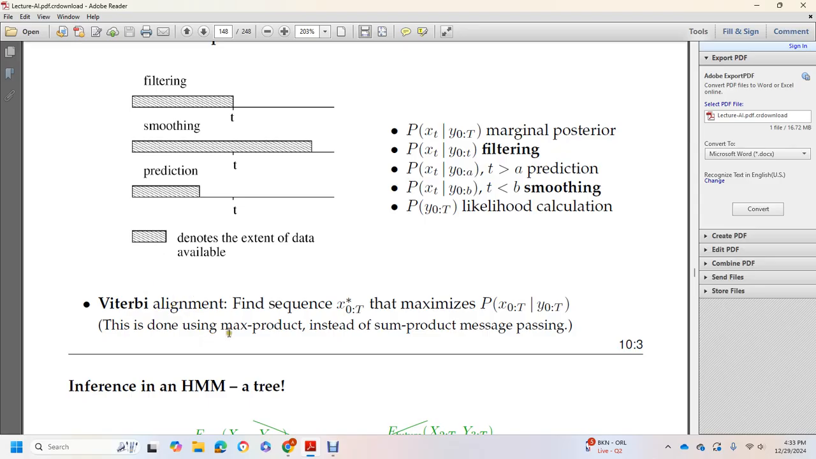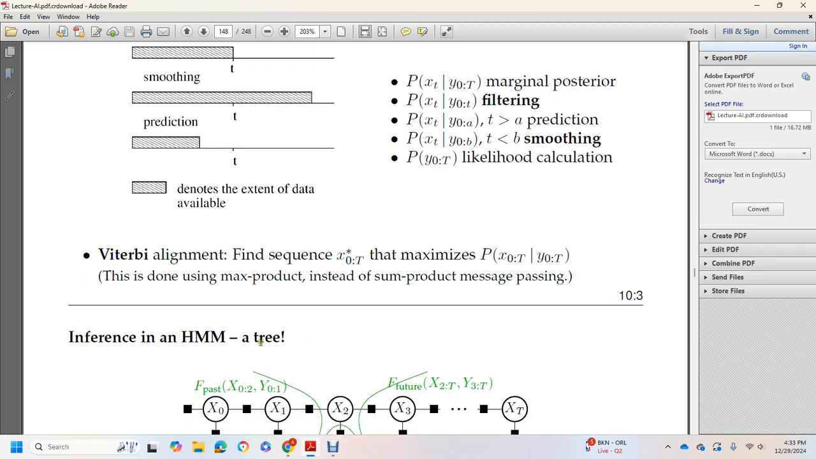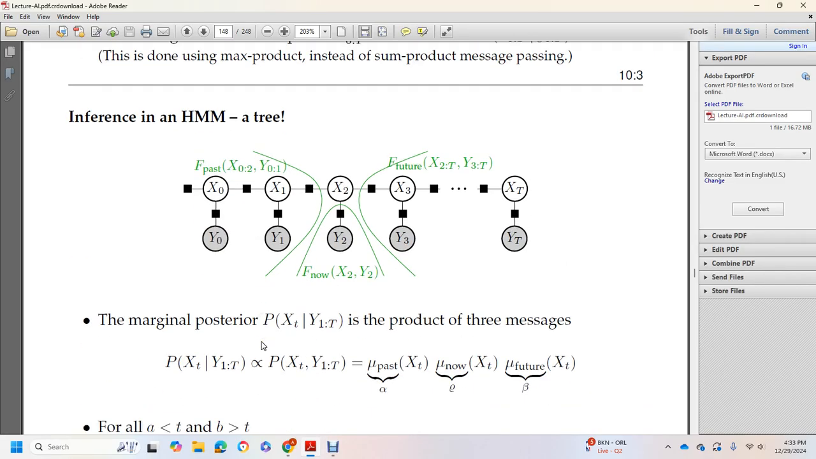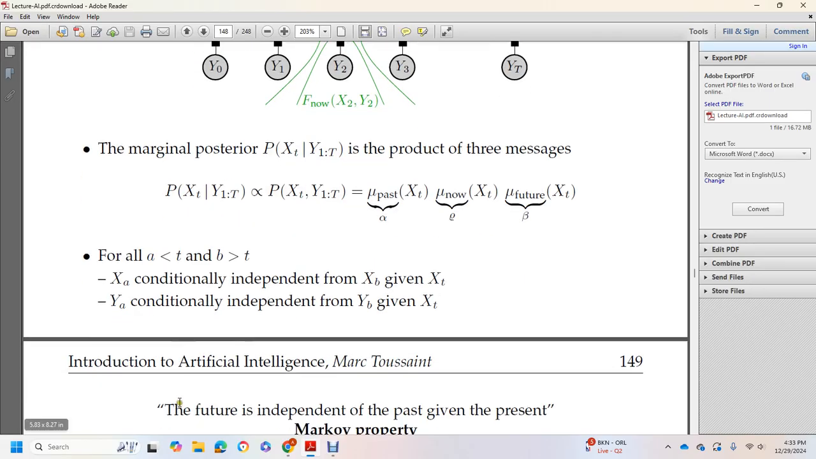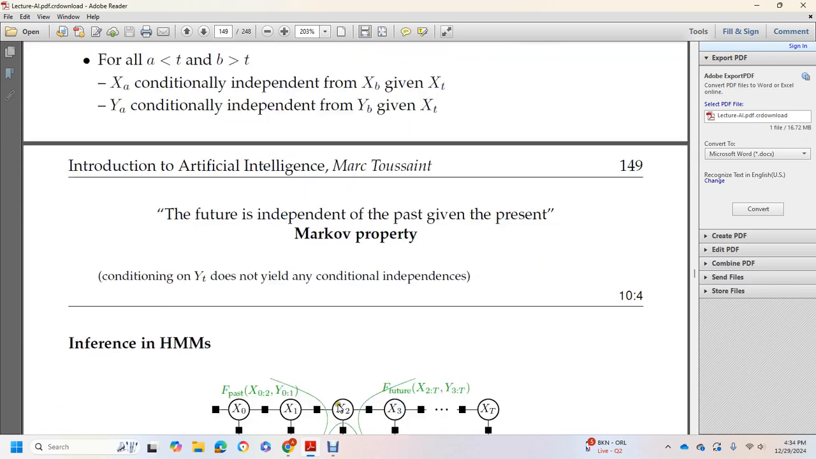parameters. This is done with the maximum of the product instead of the sum of the product in message passing. Inference in the HMM tree. The marginal posterior is the product of these three messages: past, now, and future. For all, X_A is conditionally independent of X_B given X_T, and Y_A is independent of Y_B given X_T: the future is independent of the past given the present, the Markov property.